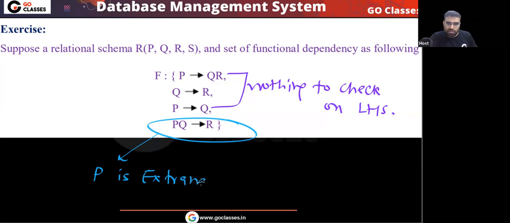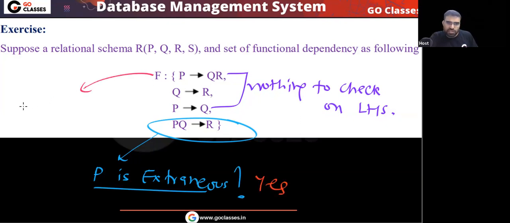So here you can notice in this last one, can I say P is extraneous? The answer is yes. Why? Because in this F, you find Q plus. If you find Q plus, what will that be? That will be QR.